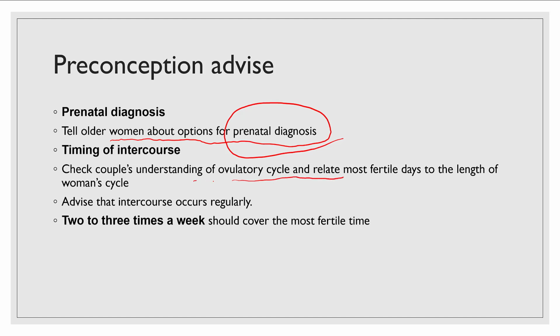Check their knowledge about the ovulatory cycle, and then give them advice about timing of intercourse, roughly about 2 days prior to ovulation. Say in a cycle of 28 days, that will be around the 10th day onwards, because ovulation roughly occurs around the 12th to 14th day. So 2 days before means the 10th day and onwards, roughly for a 4-day window minimum. So around 2 to 3 times a week during that particular window period would really be helpful in achieving a pregnancy.